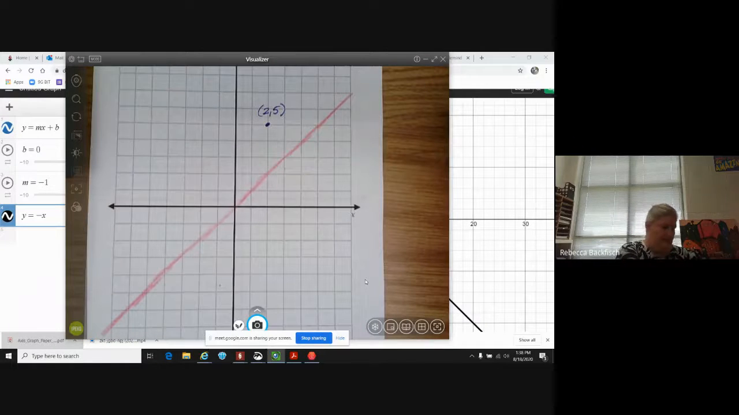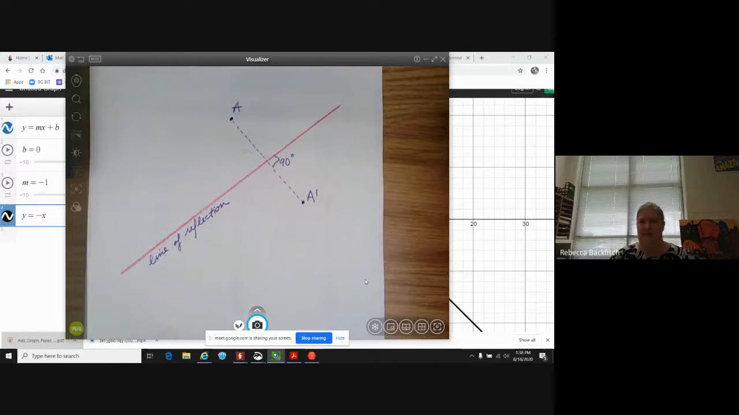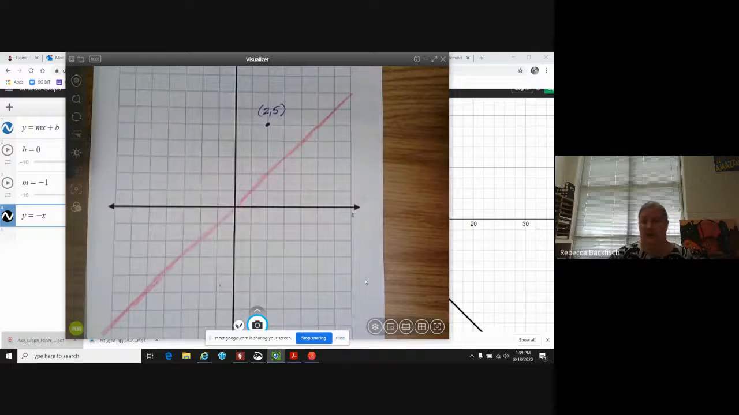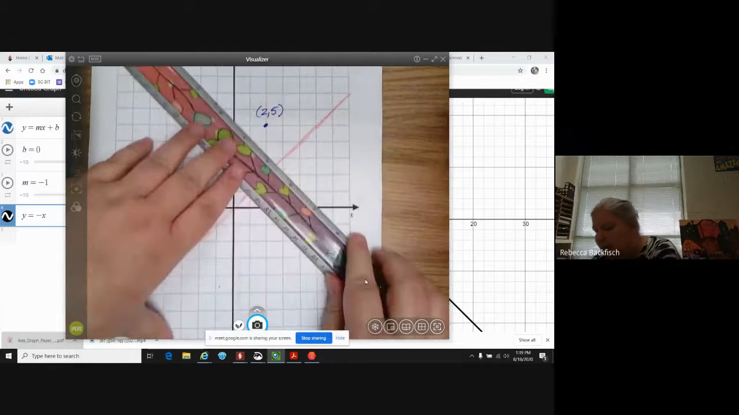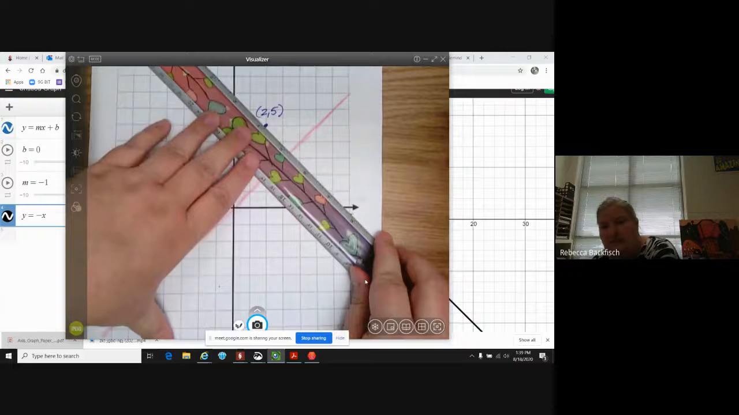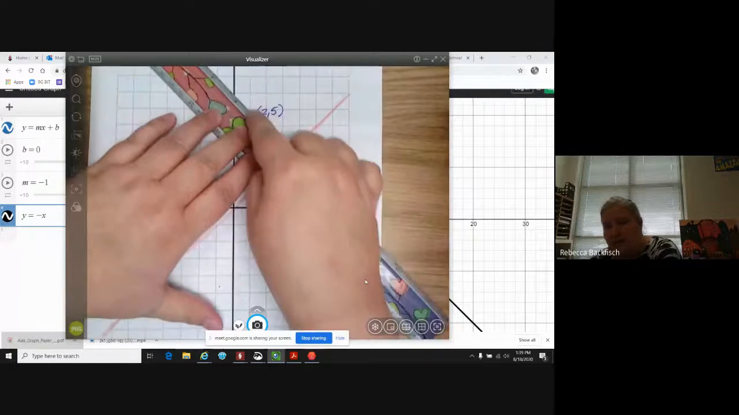This is the problem with paper. There's too much of it right here. Remember, that has to be a 90-degree angle. It has to move perpendicular to the line. So it has to be going this way so that that makes a right angle.